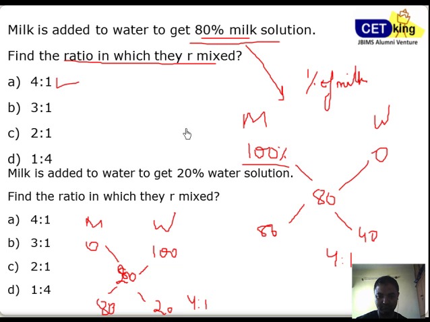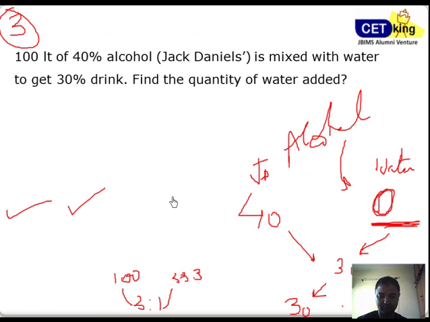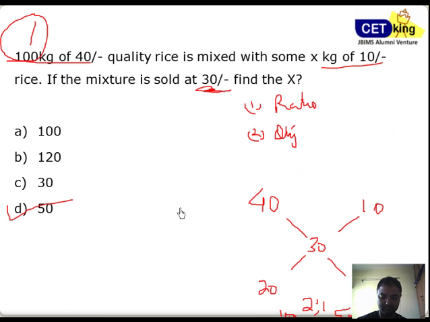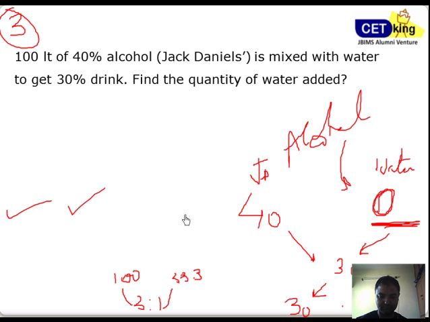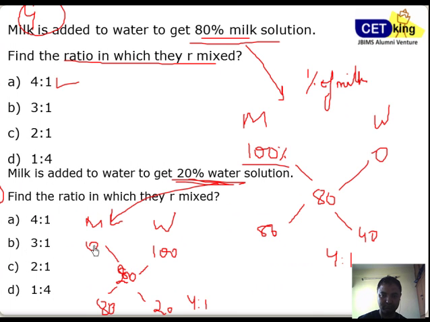So these are the 5 types of question you can expect. The first question was a very basic question, wherein simple 40, 10, the result is 30. Done. Second is 40%, 6%, the gap is 16%. This minus this, this minus this. So the ratio is 1. Third comes in terms of water, which we have to assume is 0%. Fourth case, milk and water, 100%, 0%. These are the 4 things you have to take care of when you solve this question. Alright. That was the main thing which I wanted to drive home.